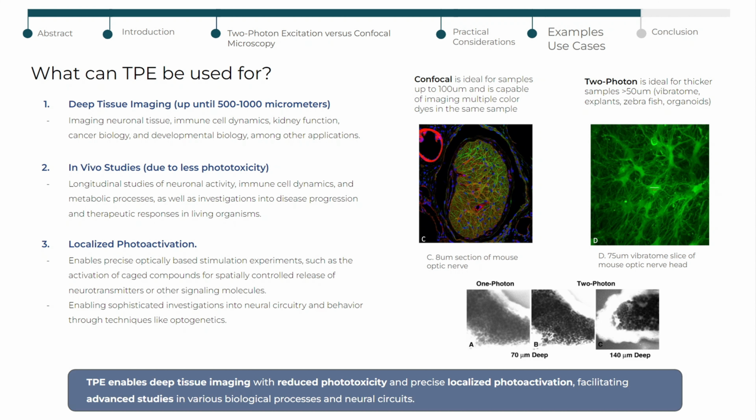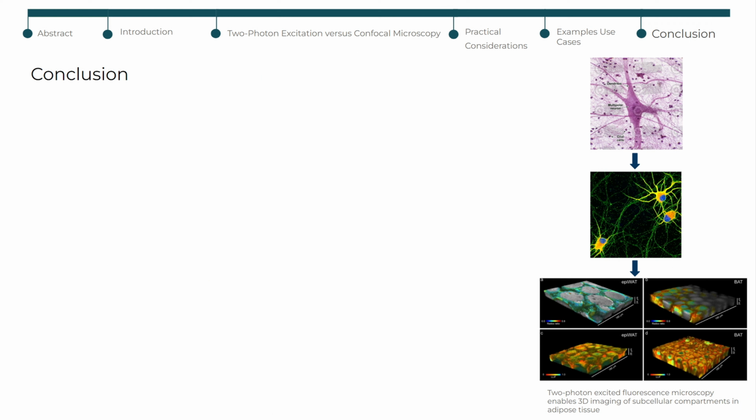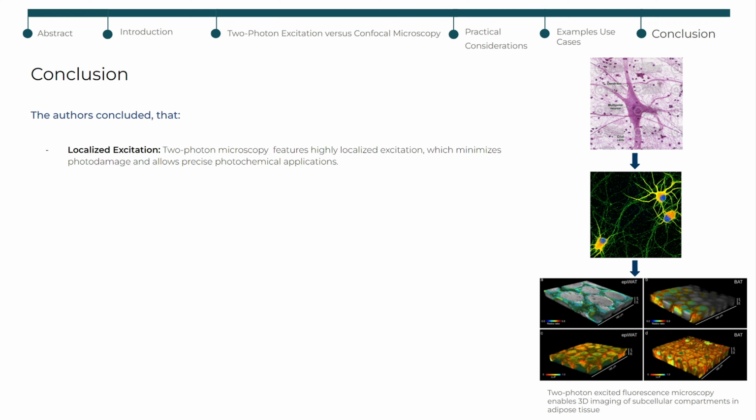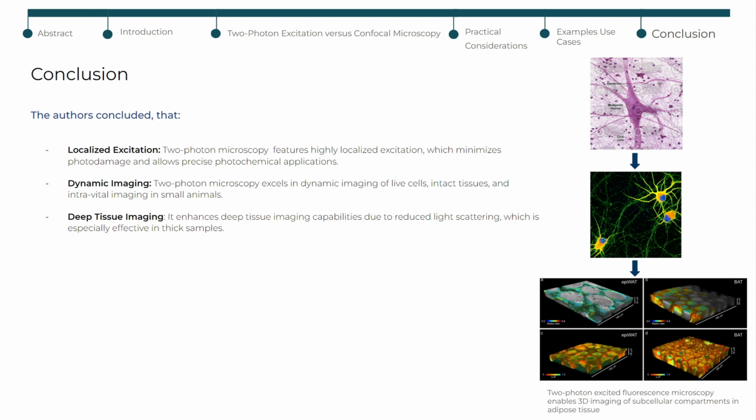To conclude, the authors have highlighted several key advantages of two-photon microscopy. This technique offers highly localized excitation, which minimizes photo damage and allows for precise photochemical applications. It's particularly effective for dynamic imaging of live cells, intact tissues, and small animals, excelling in deep tissue imaging due to reduced light scattering. Moreover, an existing confocal microscope can be adapted for TPE with the addition of non-descanned detectors and external pulsed IR laser sources.